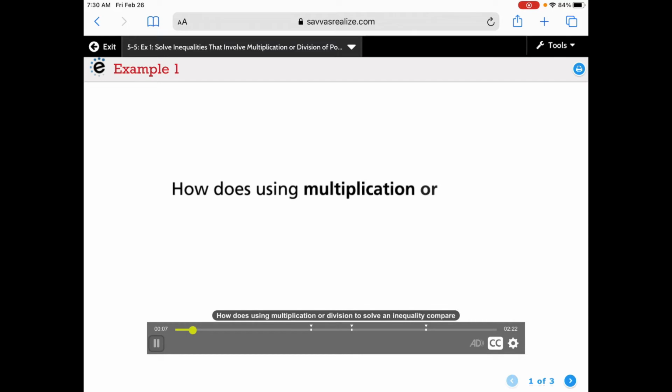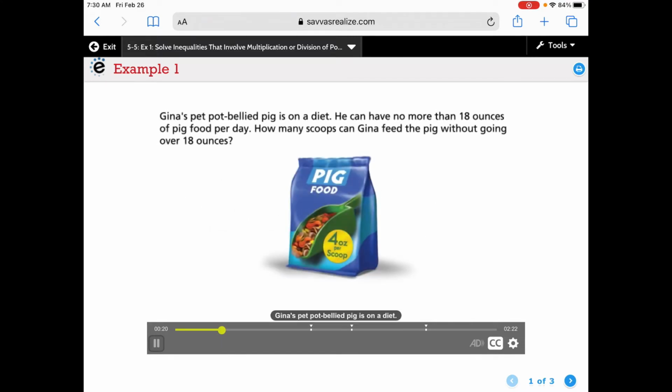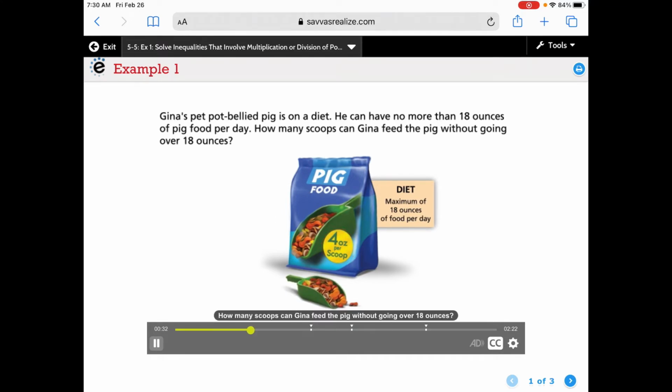How does using multiplication or division to solve an inequality compare to using the same operations to solve an equation? Think about this question during the lesson. Gina's pet pot-bellied pig is on a diet. It can have no more than 18 ounces, so keep that in mind. You can have no more than, which means it can have less than 18 or exactly 18 ounces of pig food per day. The bag's label says that each scoop holds 4 ounces of food. How many scoops can Gina feed the pig without going over 18 ounces?